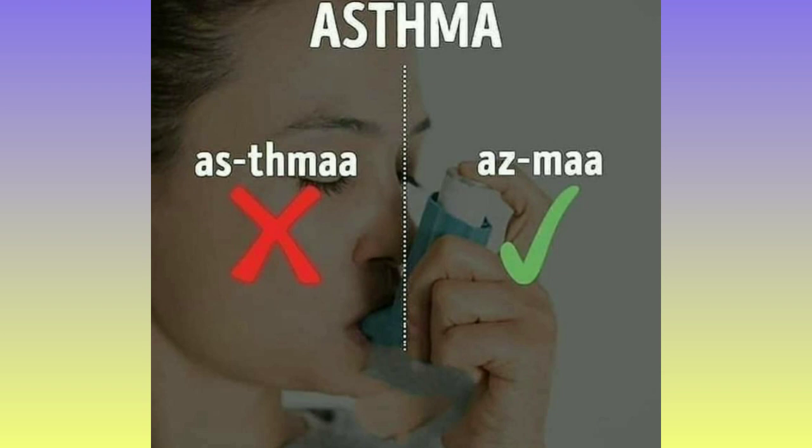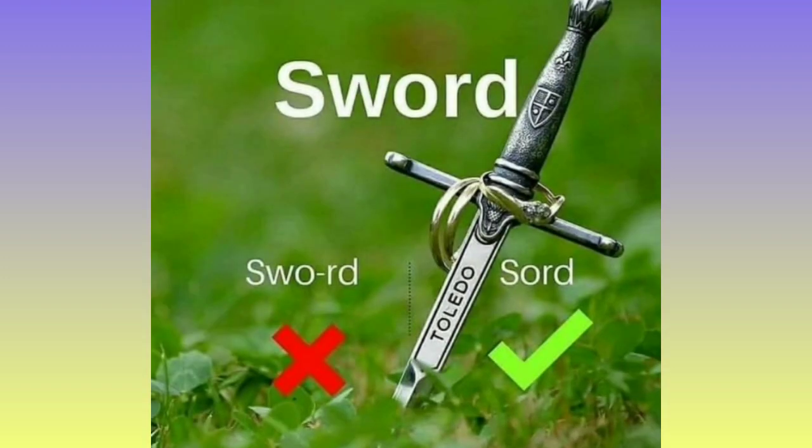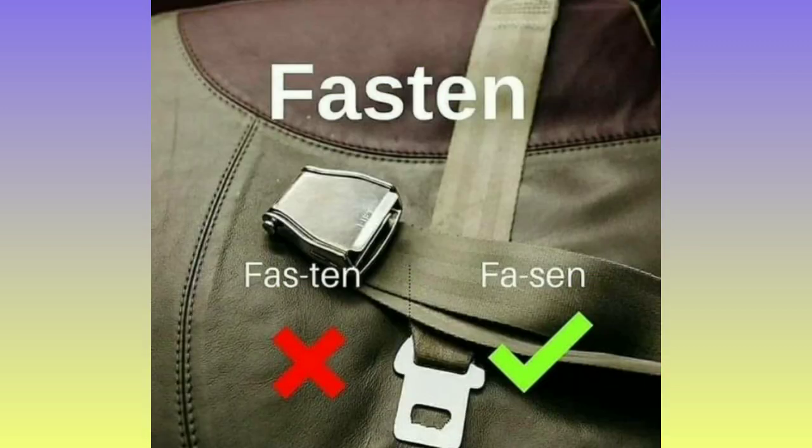So this word, people sometimes pronounce it incorrectly as asthma. It's not asthma, it's asthma. Asthma, yeah. And then people pronounce it sword. It's not sword, it's sword. People pronounce it fasten. It's not fasten, it's fasten your seat belts.